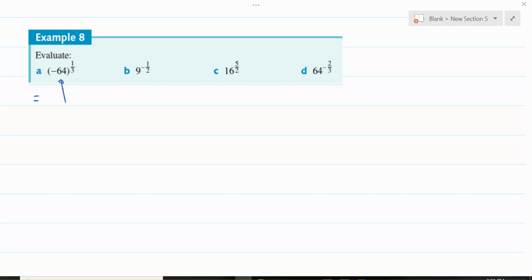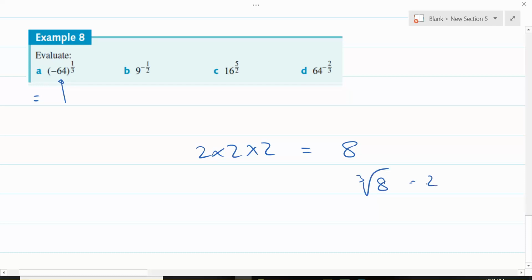Now that's where you have to go through your times tables. What number multiplied by itself 3 times gives 64? If I gave you 2 times 2 times 2, that gives you 8. So the cube root of 8 is equal to 2. My question is, the cube root of 64, what is it equal to? It's 4. 4 times 4 is 16, and 16 times 4 will give you 64.